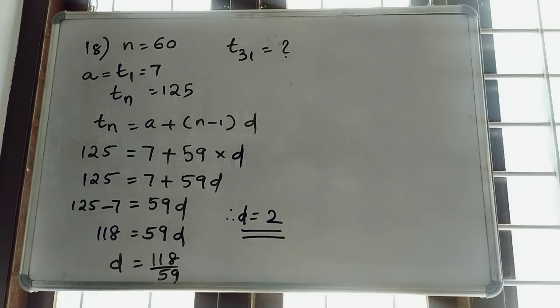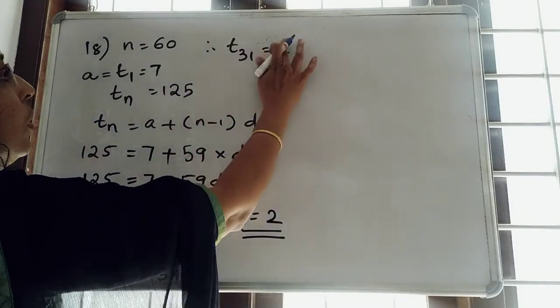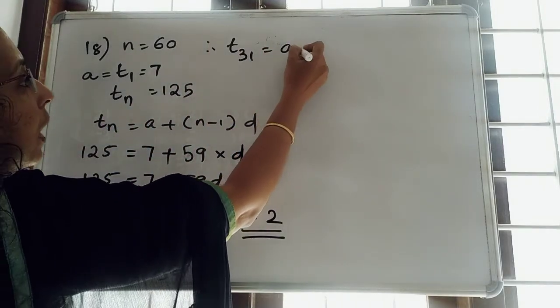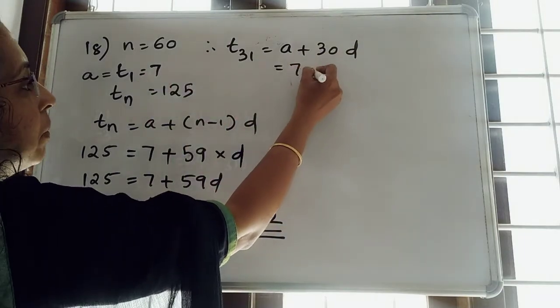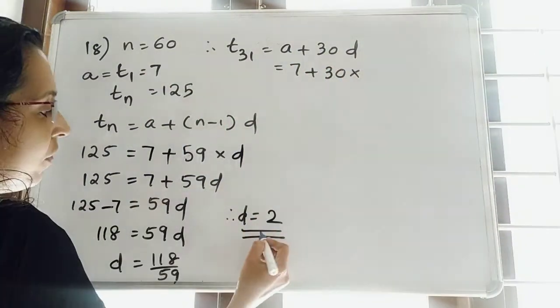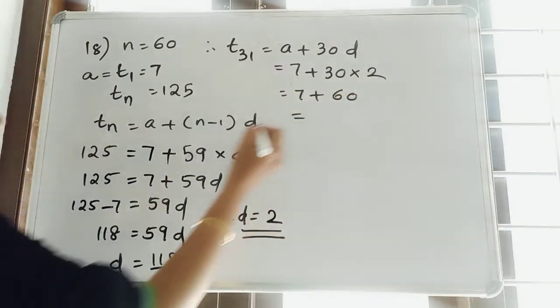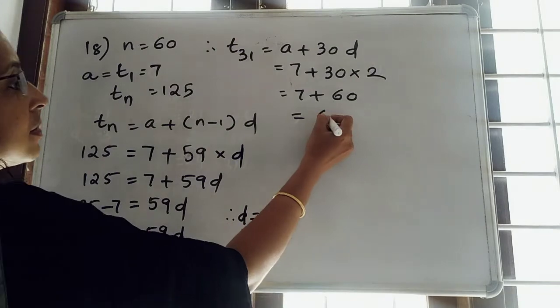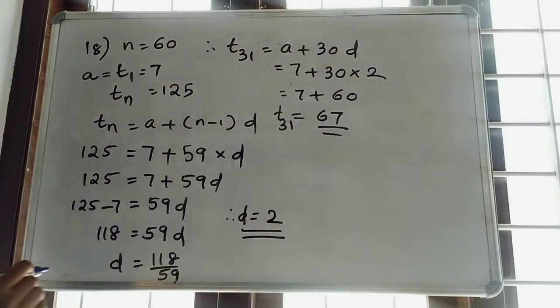We have A and the common difference, so directly we can find T31. T31 is equal to A plus 30D. A is 7, plus 30 into D, which we got as 2. So 7 plus 60 is equal to 67. Therefore the 31st term is 67.